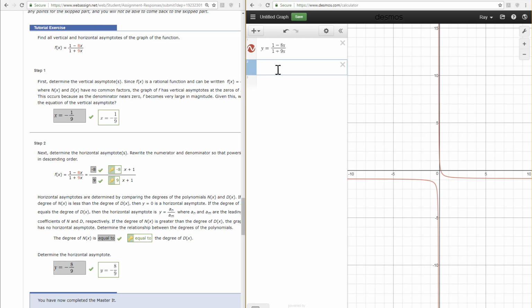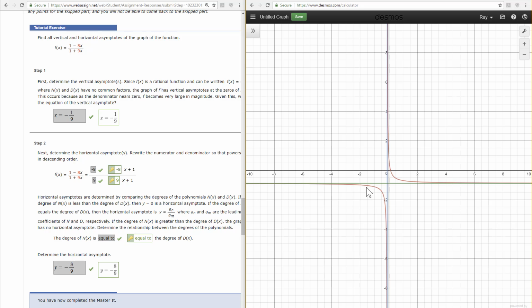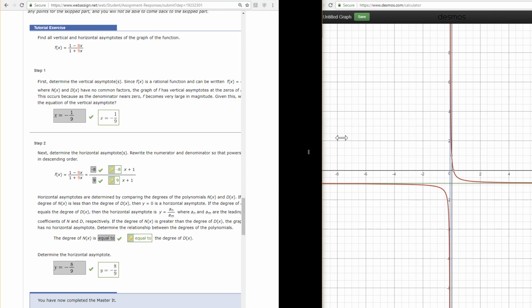But what we can do is actually graph those other equations. So we have x equals minus 1/9, and we have y equals minus 8/9. And so if we graph those other two graphs, you'll see that the original graph, the red graph, is approaching our horizontal asymptote, and if we follow the vertical asymptote, we're also approaching that vertical asymptote. Okay, so looks good, and I hope that helps.